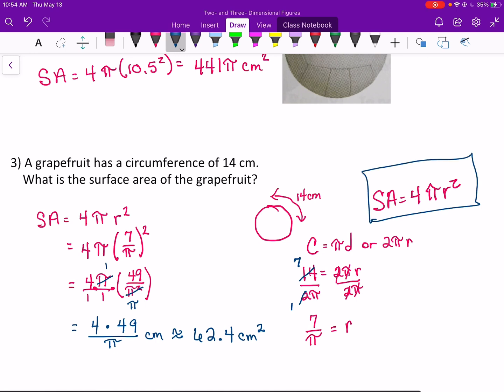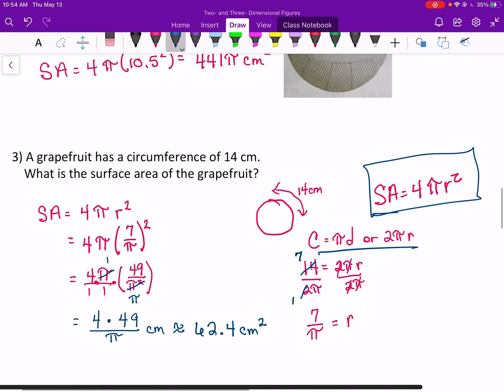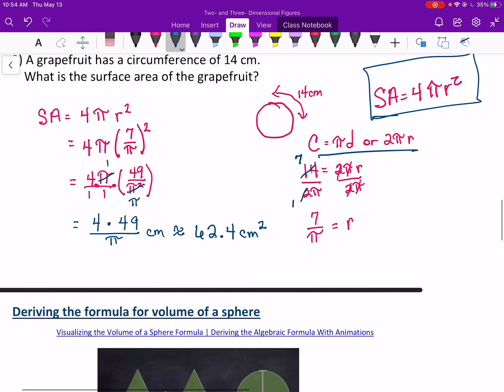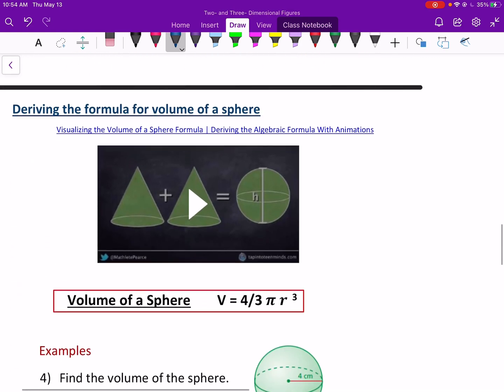Use the formula, keeping in mind that sometimes you might have to solve for something that's missing. All right, we've done surface area. We have done not lateral. The one thing we're missing is volume.